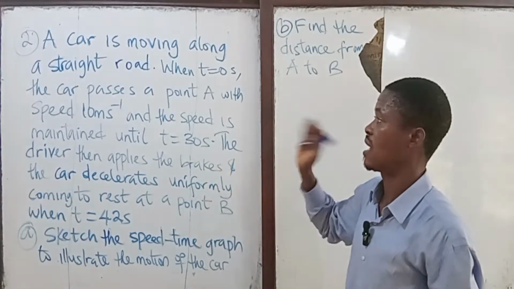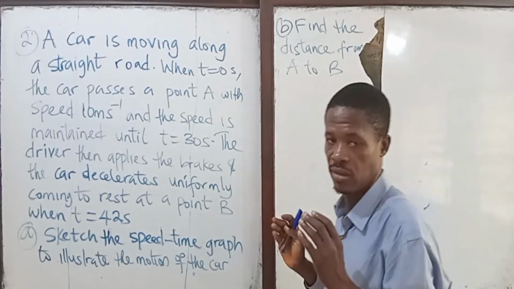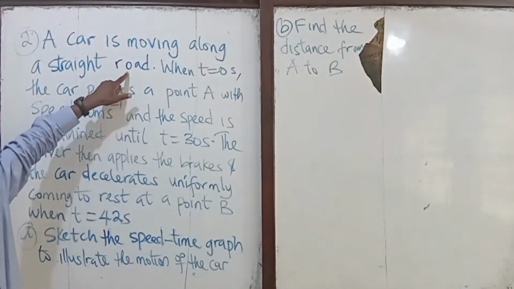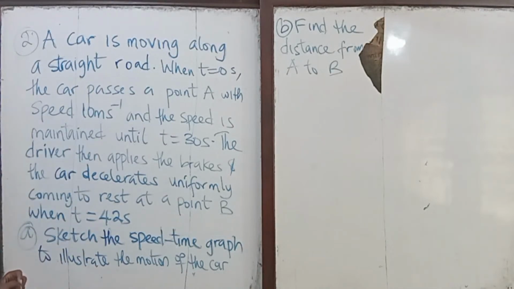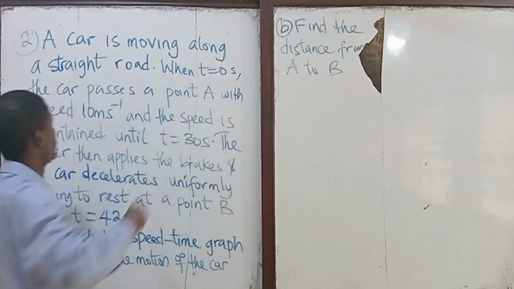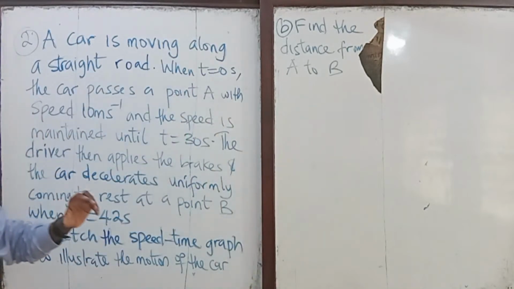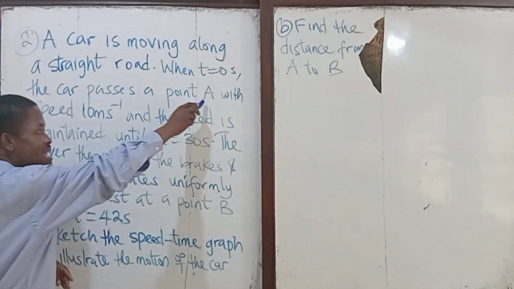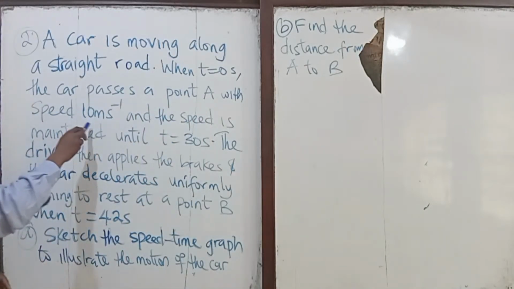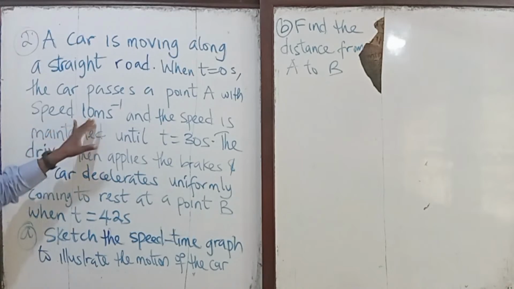We have a car moving along a straight road. When t equals 0 seconds, the car passes point A with speed 10 meters per second.